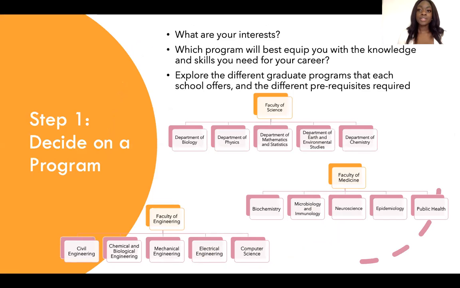The way that you can decide on which program is to base it off of your interest. You can think about when you were in undergrad, doing your bachelor's, and the different courses that you liked, the different labs that you liked, the different things that interest you, and then you can use that to narrow down where you'd want to apply. You can also think about which program will best equip you with the knowledge and skills that you need for your career. So if you already know what you want to do in life, that's perfect.